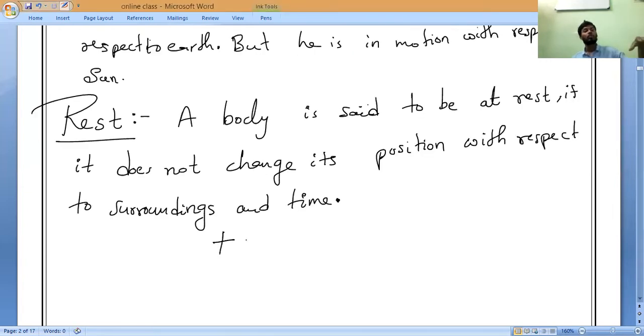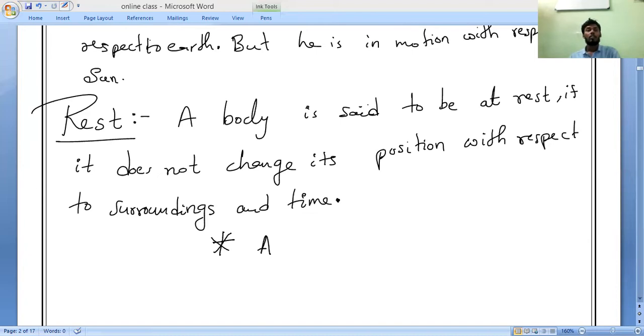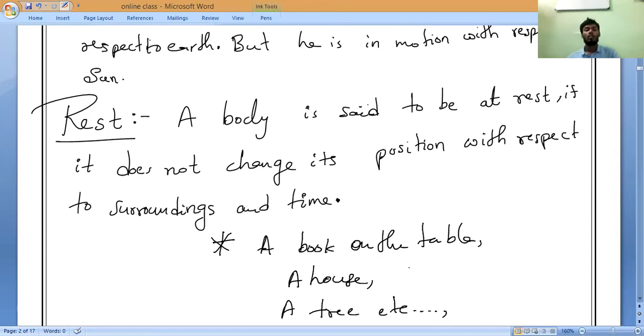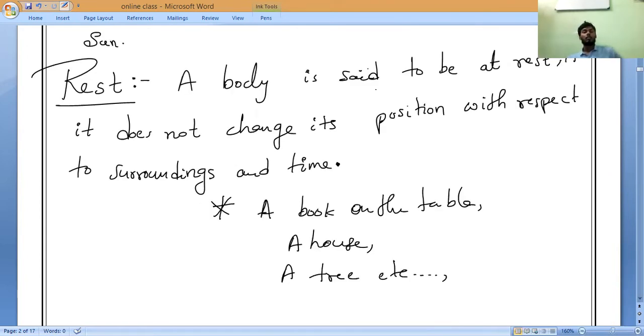Suppose I kept the bottle here. So what is the state of it? Rest. A book kept on the table, you can take. A book on the table. Next, what can we say? A house, a tree, etc. So these all we can call stationary objects in the state of rest. Okay. Any doubt you can ask me.